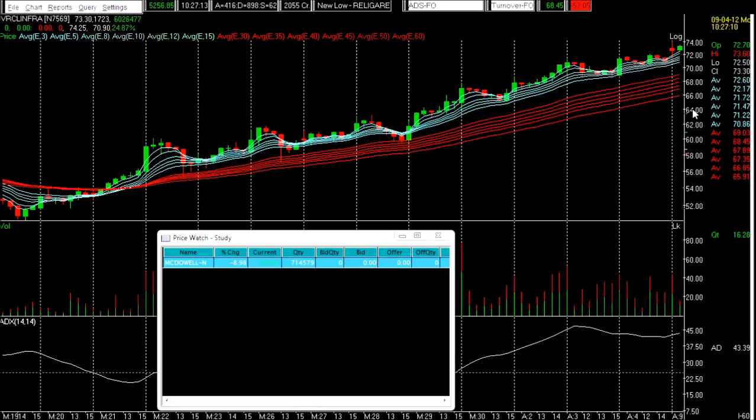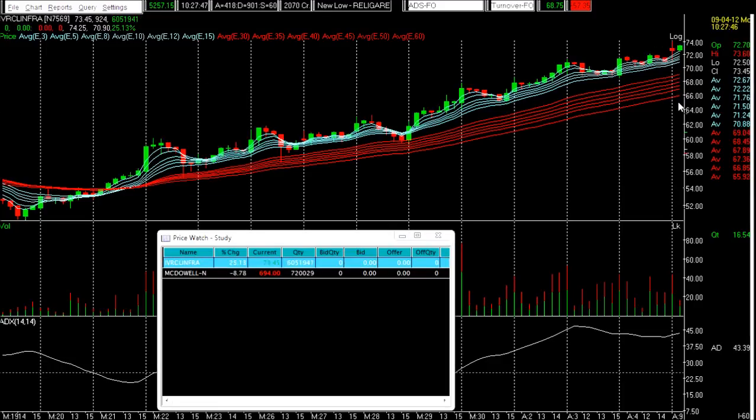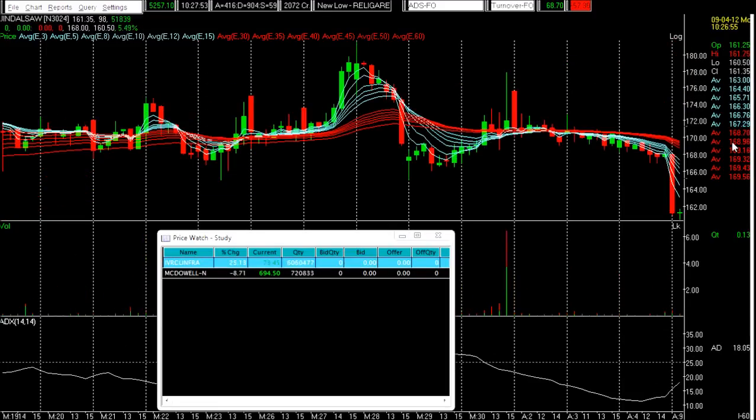Oh, okay. Now here is a similar chart, just like McDowell. The chart pattern is that the stock is in a clear uptrend and ADX is 43. So I will add the stock and will continue to do my search.